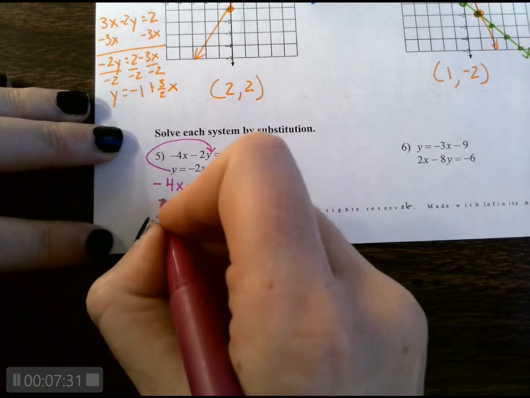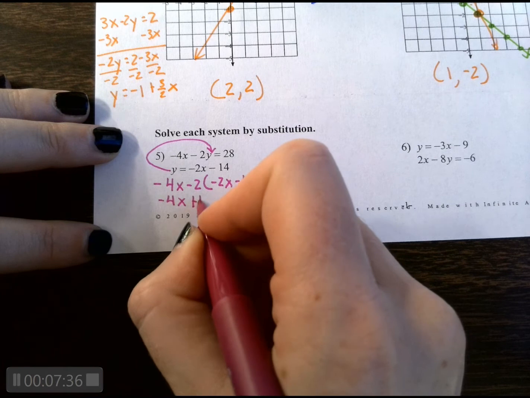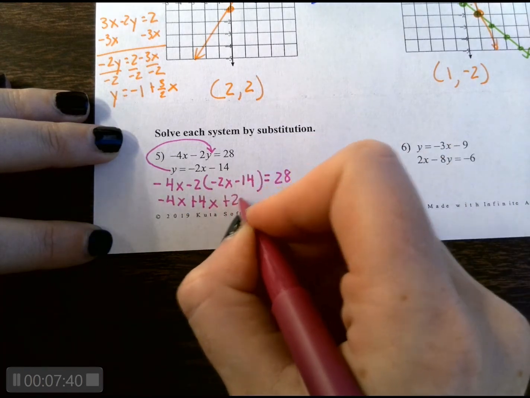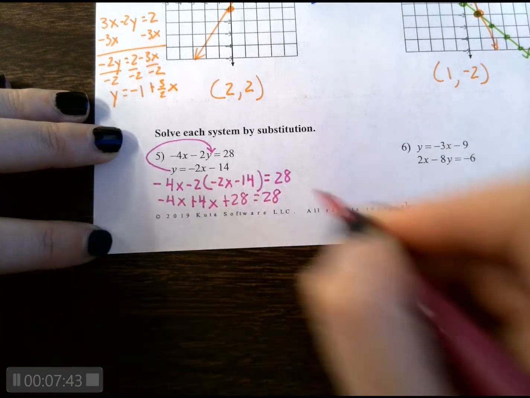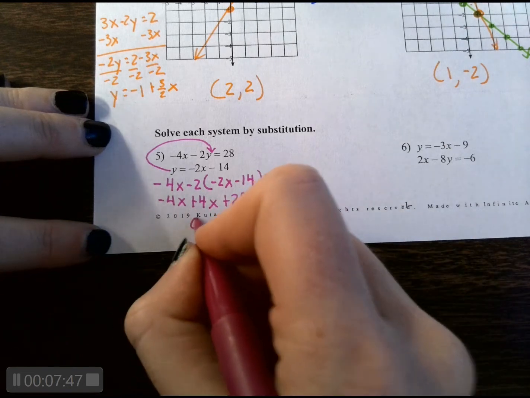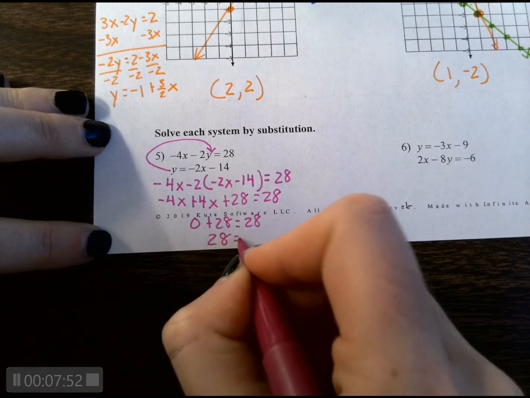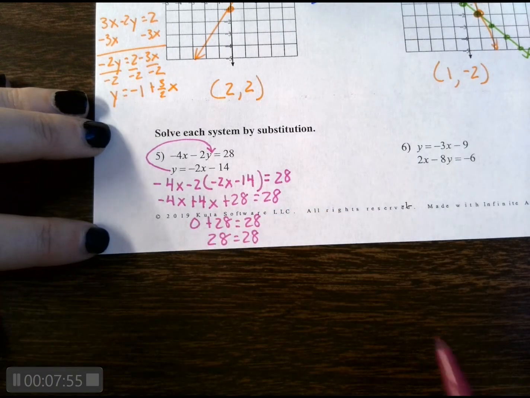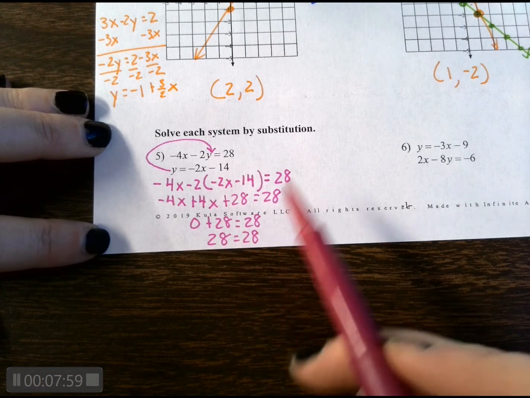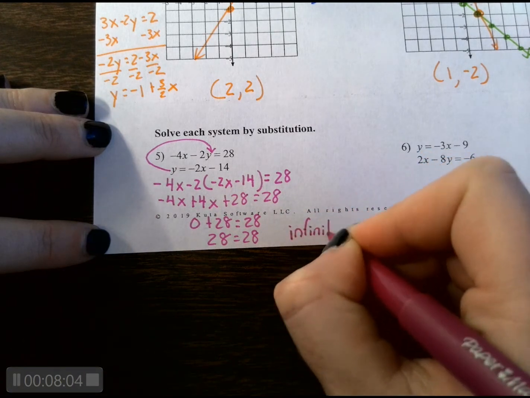Okay, so then we have -4x, and we do -2 times -2x, positive 4x. -2 times -14 gives us positive 28, and it equals 28. So then we have -4x plus 4x will give us 0. So our final answer is 28 equals 28. So when we have a number equal to itself, like 28 equals 28 or 4 equals 4, this is going to be infinite solutions.